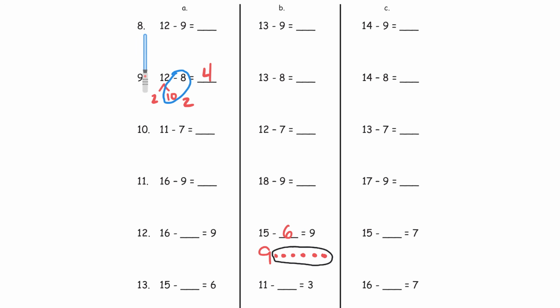And you are going to solve numbers 8 through 13, and you're going to solve each column, column A, column B, and column C. You're going to solve them however you want to. You can do it this way, you can do it this way, you can do the number pathway, any way you want.